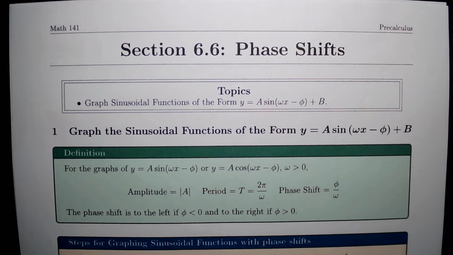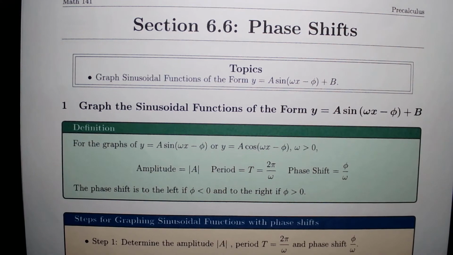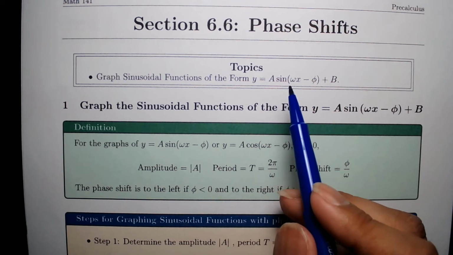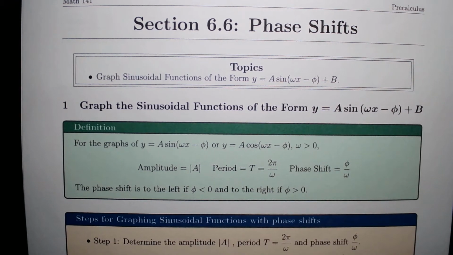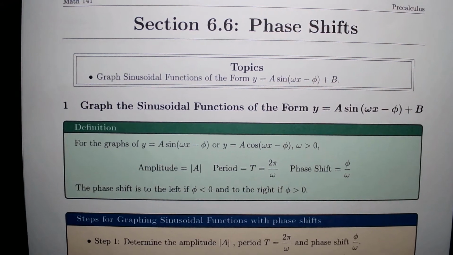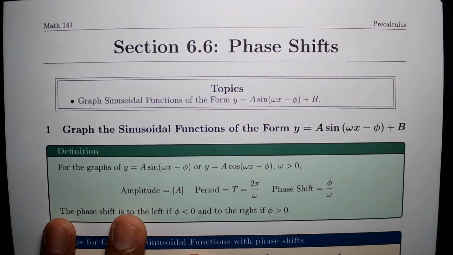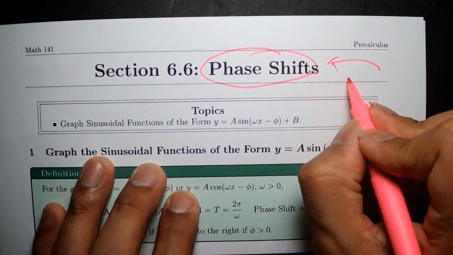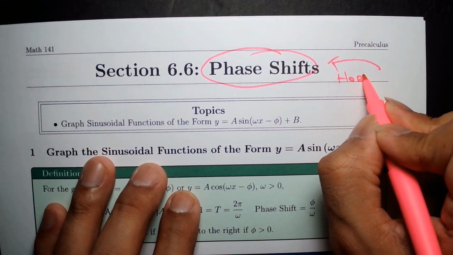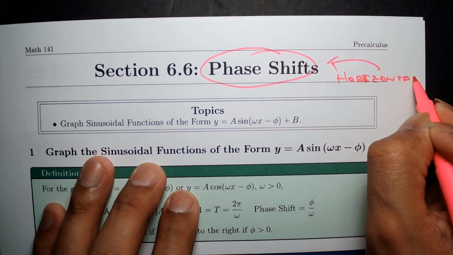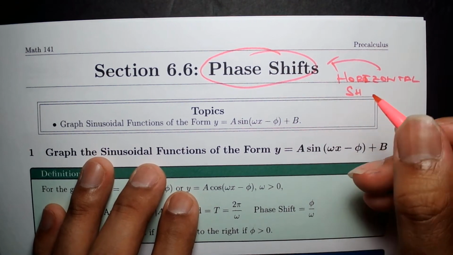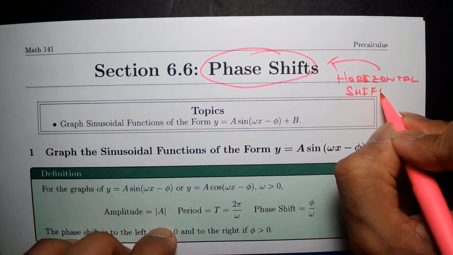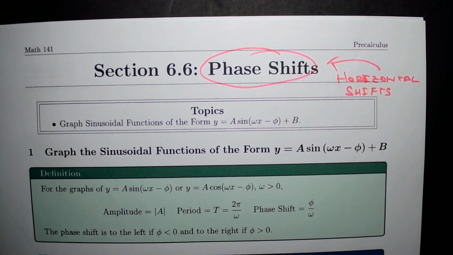Alright, in this video we go over section 6.6, phase shifts. In this section we are going to learn how to graph sinusoidal functions of this form, sine or cosine, depending on the type of function that we have. But ultimately what this phase shift represents is nothing other than horizontal shifting, which is something that we haven't done before, at least as far as trigonometric functions go.